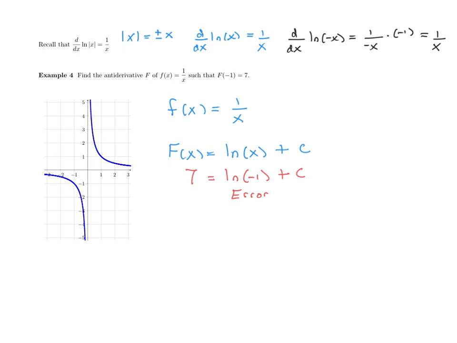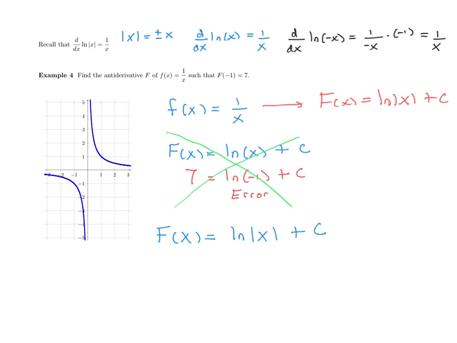And that's where this rule comes into play. If you have 1 over x as your function, the antiderivative is not simply the natural log of x. It's actually the natural log of the absolute value of x. It is vital, when finding the antiderivative of this function, to put an absolute value around the x, like this over here. So the takeaway is, this is close to being correct, but without the absolute value, it's not correct. The function I will be using for this is capital F of x is the natural log of the absolute value of x plus c.